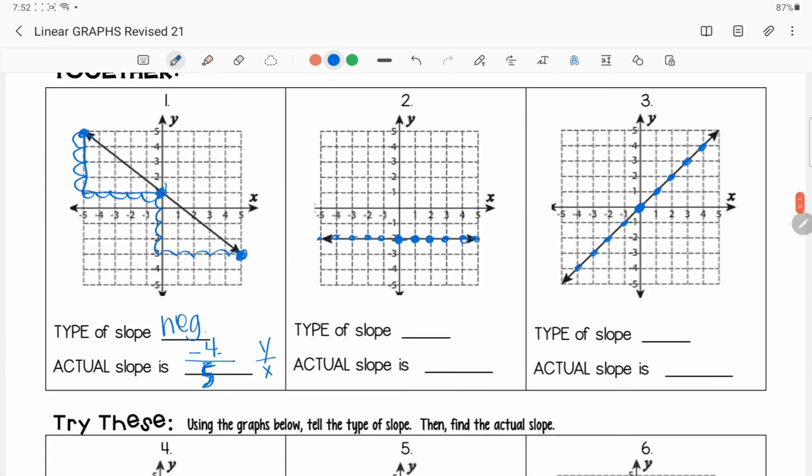So first of all, the type of slope. This is a zero slope. There's no change in it. It just stays at a constant line going from one side, from the left side to the right side. So this is a zero slope.